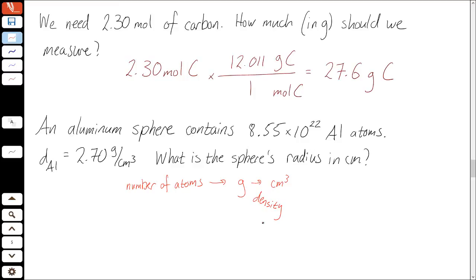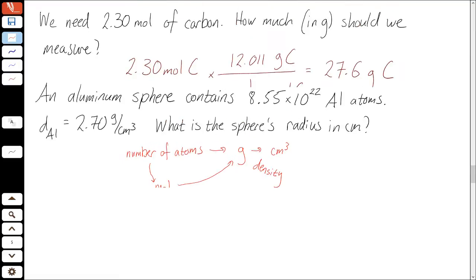How do we get from number of atoms to grams? Number of atoms is counting, grams is a mass. So how can we relate the number of things to how much they weigh? Yeah, with moles, right. Exactly what we've just been doing. So from the number of atoms, we can figure out how many moles that is. And then from the number of moles, we can use the molar mass of aluminum to get the grams.